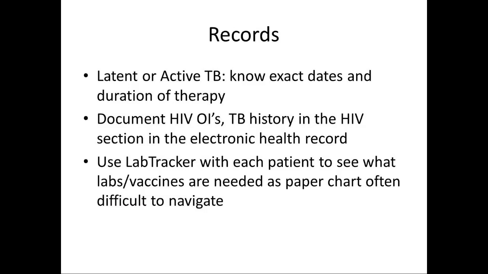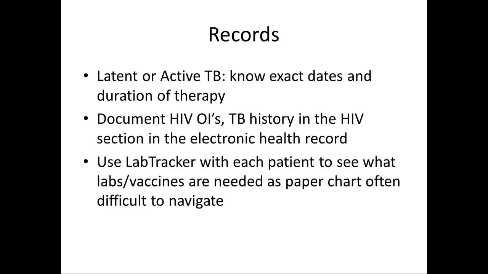Otherwise, you and other providers are going to be guessing for each visit, and it's very difficult and it's very dangerous for the patient, because you could have recurrent active TB and you're not following it up. So again, usually 9 months of isoniazid plus B12 for latent TB, and just make sure that we get to the bottom of it.